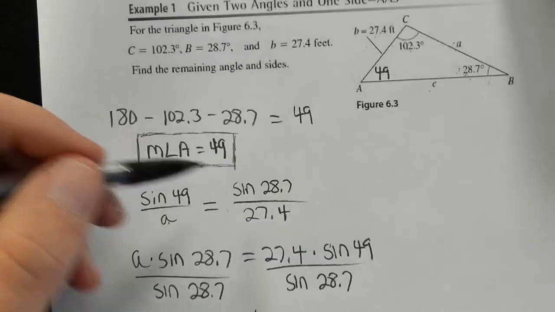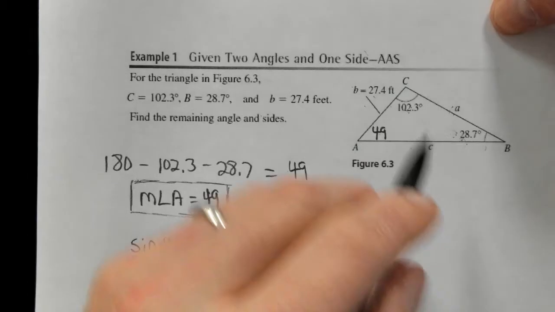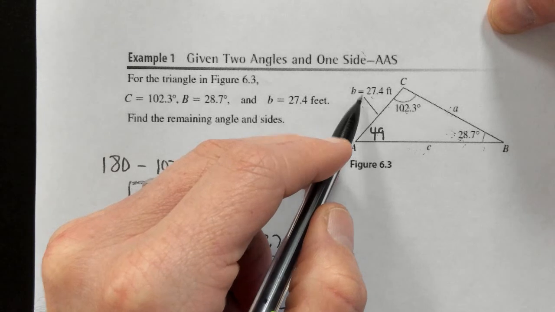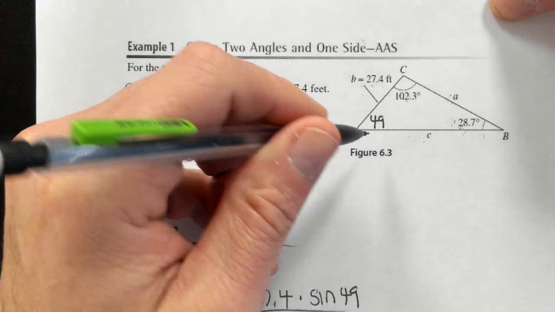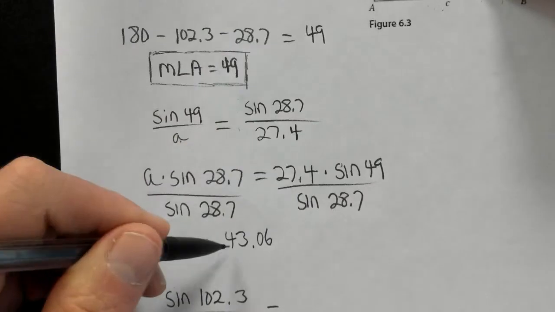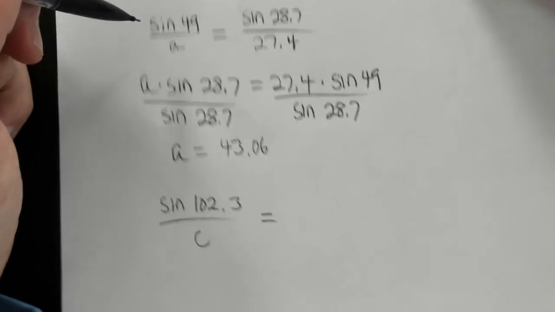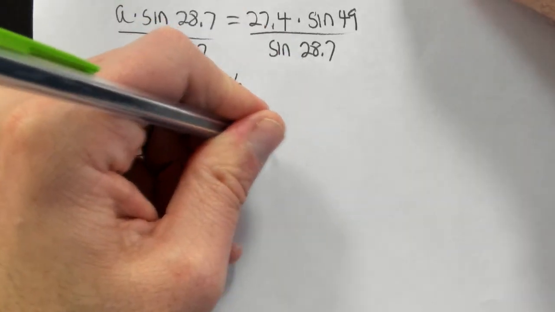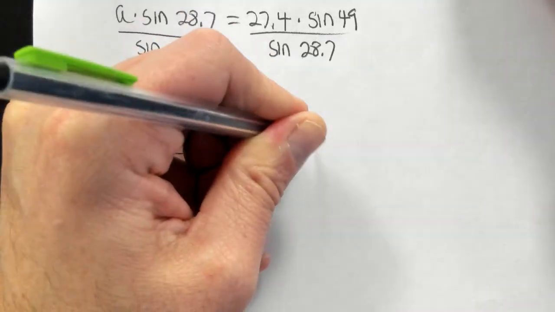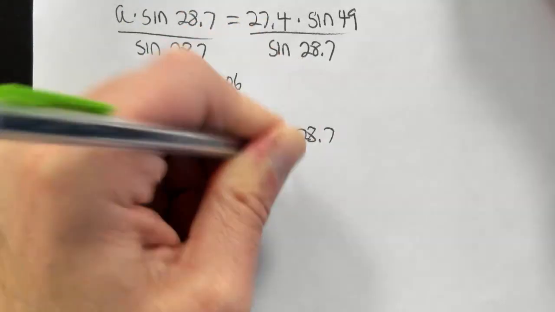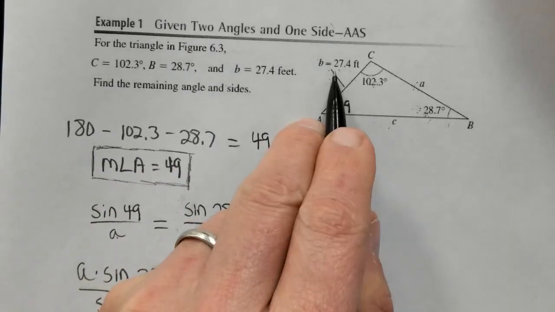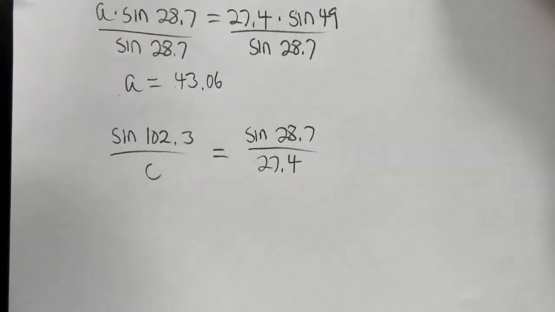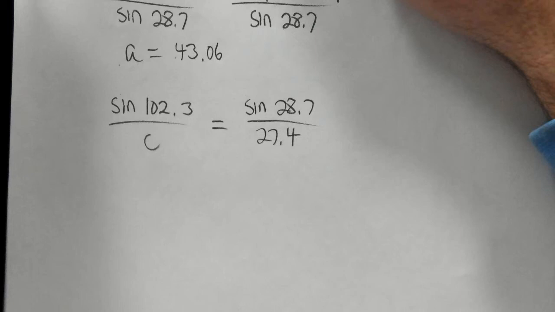I could use that. So I could either set this equal to the sine of 28.7 over 27.4, or I could set it up with the sine of 49 over what I got for A, which was 43.06. Either one of those would work now that I have those values, but I'll just use the same one. So that's going to be set equal to the sine of 28.7 over the side opposite of that, which is 27.4. Okay. And so once again, I've got a proportion that I can now solve for C.